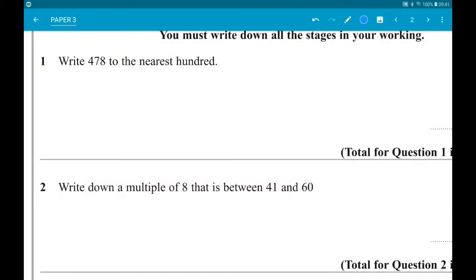Alrighty then, Edexcel Foundation GCSE Maths June 2019 Paper 3. Let's do this. Number 1. Write 478 to the nearest 100. So that's going to round up to 500.